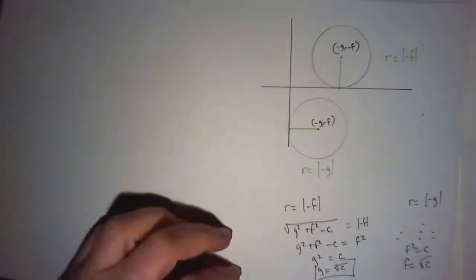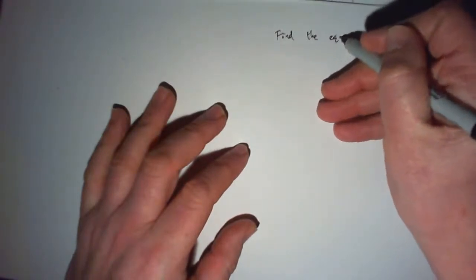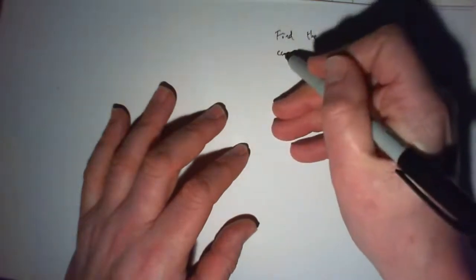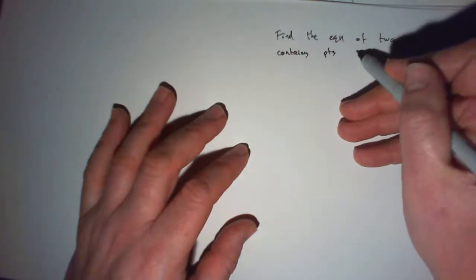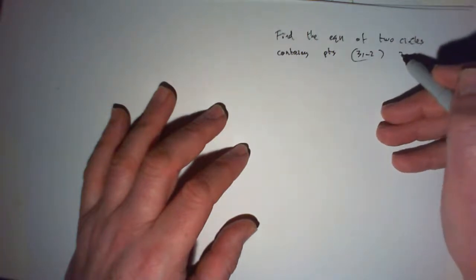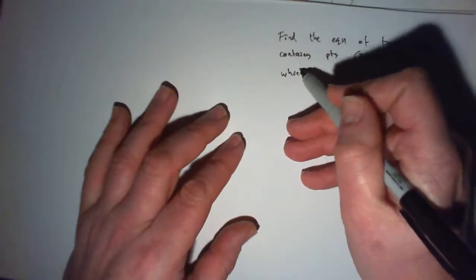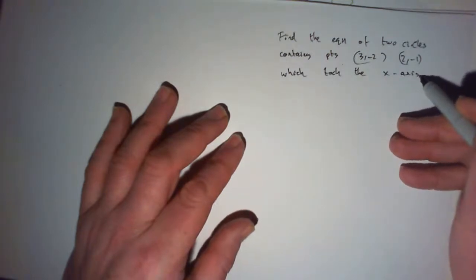That's what we're going to try today. Let's give this a go, for want of a better word. What we're going to try to do today is find the equation of two circles containing the points (3, 2), (3, -2) and (2, -1), and this is the important bit, which touch the x-axis.